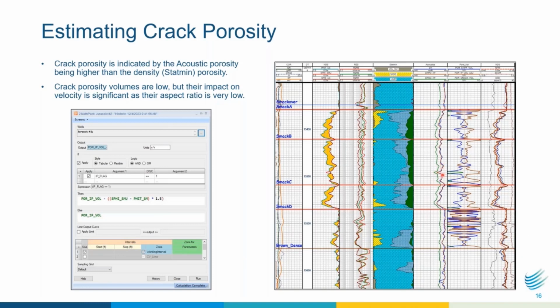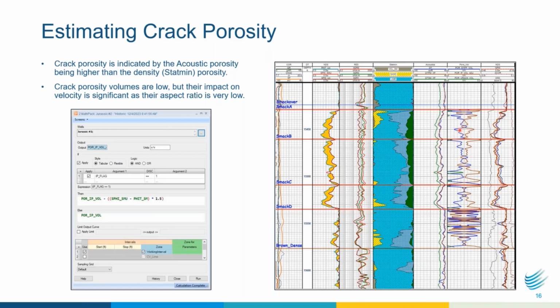When we do that, you can see that now this area where we were not predicting the velocity correctly, we are predicting the velocity correctly. And this is the volumes of porosity. So the blue, once again, is scaled from 0 to 1, and crack is 0 to 0.2. So you see a little bit of crack porosity here, a little bit of crack porosity here, and a significant amount of crack porosity in this area here, where the acoustic porosity is higher than the total porosity.